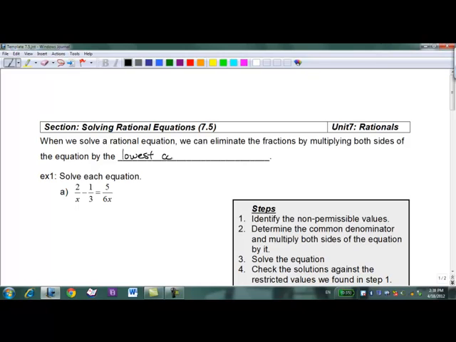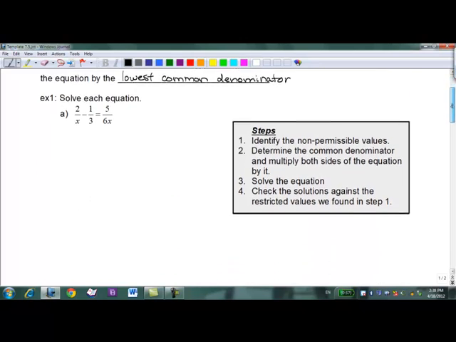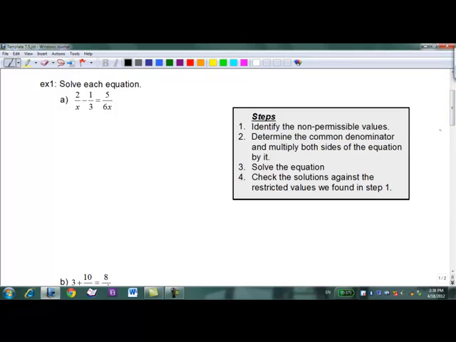So before, when we would add or subtract rational expressions, what we would do is multiply by 1. We would multiply by the lowest common denominator divided by the lowest common denominator. What we're doing here is we can get away with just multiplying both sides of the equation by the lowest common denominator, because as long as we do it to both sides of the equation, it's still the same.